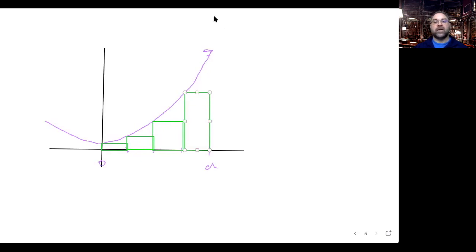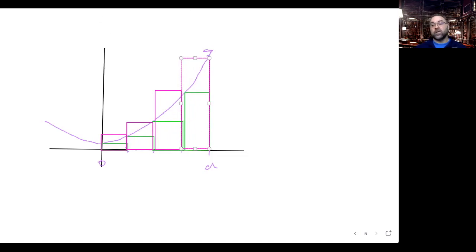And the right side are the over approximators. Look at that, they totally switched on us. Darn them. Well, that's what you have to be careful of here. You want to talk about them in terms of upper and lower sums, not necessarily left and right.